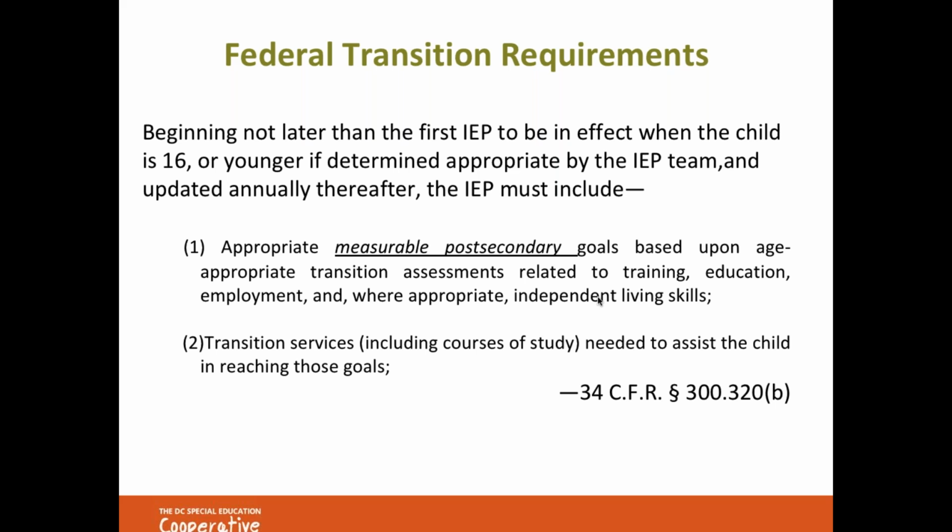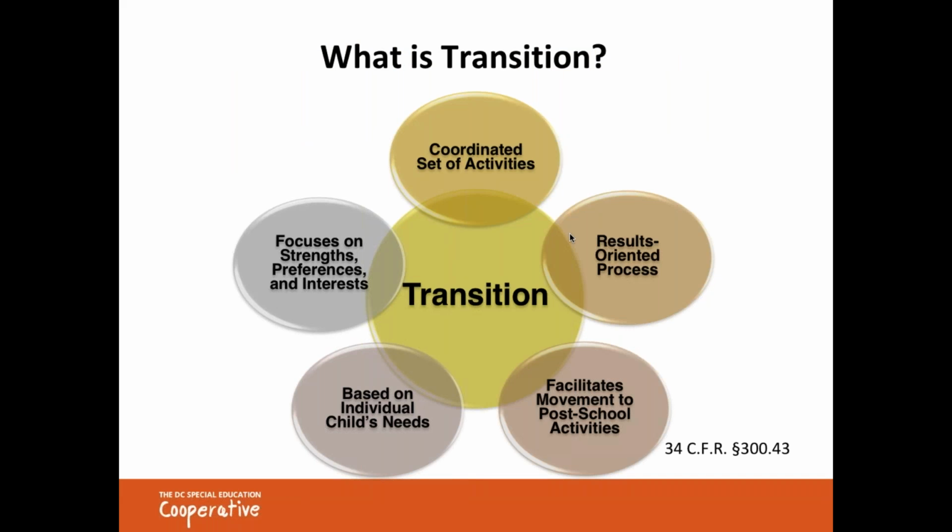Let's look at what transition services are. Transition services means a coordinated set of activities for a child with a disability that is designed to be a results-oriented process focused on improving the academic and functional achievement of the child to facilitate movement from the schools to post-school activities. Post-school activities may include post-secondary education, integrated employment, adult services, independent living, or community participation. Transition services are based on the individual child's needs, taking into account the child's strengths, preferences, and interests. And it includes instruction, related services, community experiences, the development of employment and other post-school adult living objectives, and, if appropriate, daily living skills.